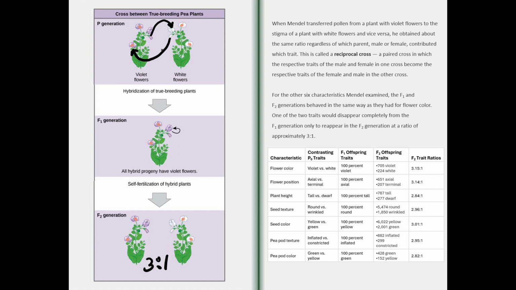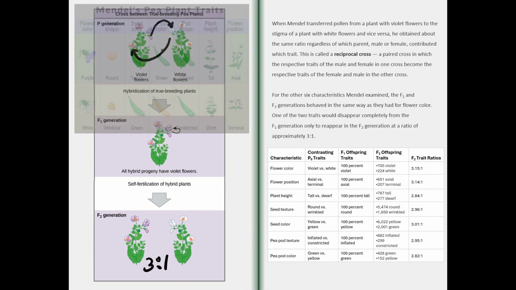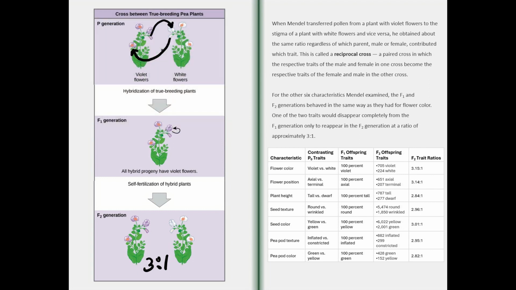This is called a reciprocal cross, a paired cross in which the respective traits of the male and female in one cross become the respective traits of the female and male in the other cross. For the other 6 characteristics that Mendel examined, the F1 and F2 generations behaved in the same way as they had for flower color. One of the 2 traits would disappear completely in the F1 generation, only to reappear in the F2 generation at a ratio of about 3 to 1.